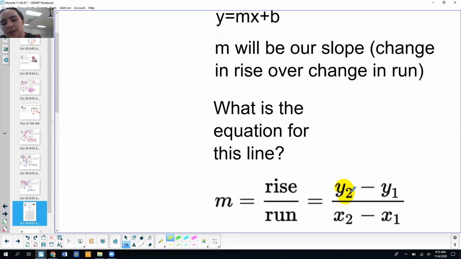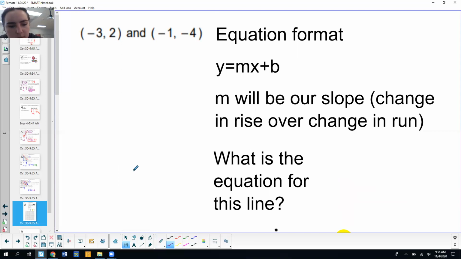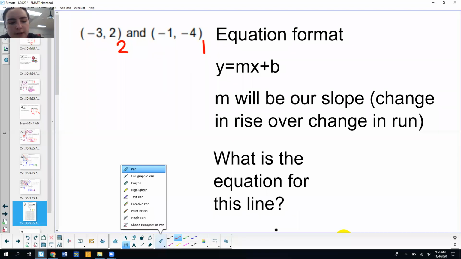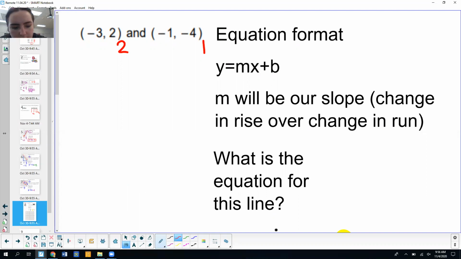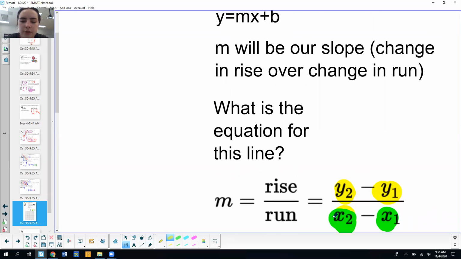So if we're thinking about y2 minus y1, y2 and x2 are going to be the same point. Let me show you what I mean. We'll make this point 2 and this point 1. Remember, y2 minus y1 doesn't mean that y is 2. It means the y value in point 2 minus the y value in point 1. So I'm going to highlight my y values and my x values. And I think I did this wrong down here. There we go. All right, so we're going to take y2 minus y1 divided by x2 minus x1.